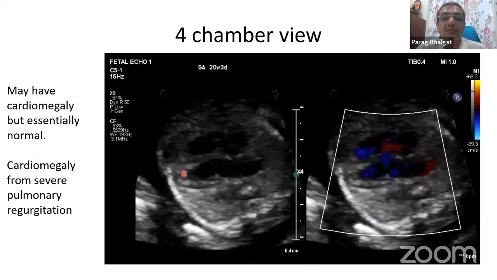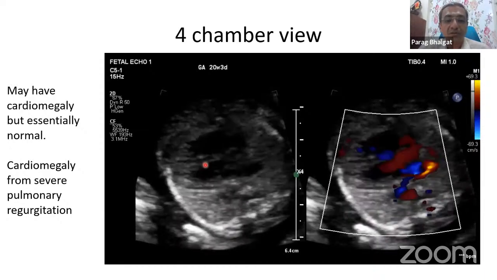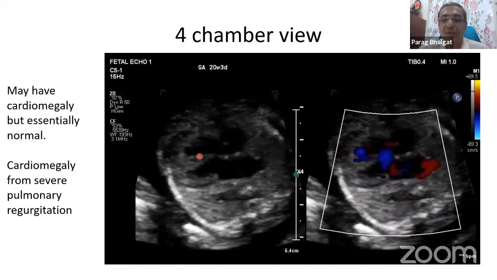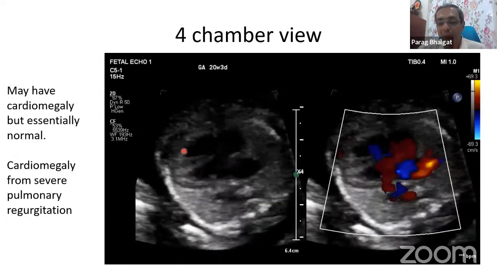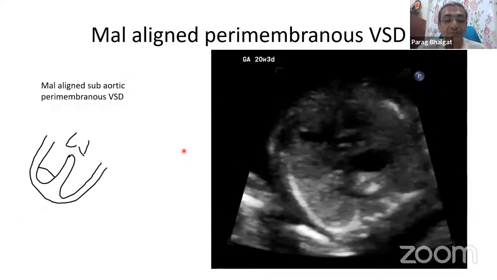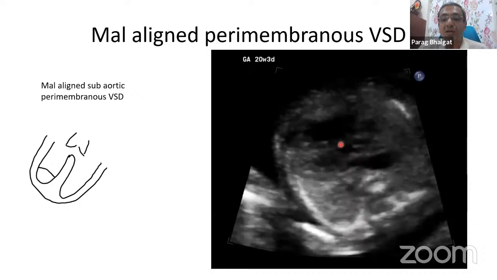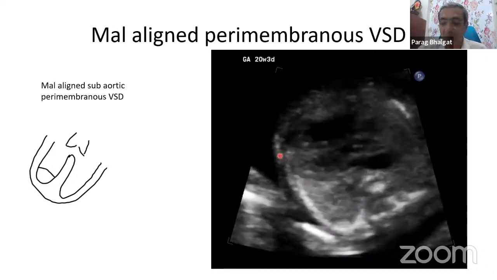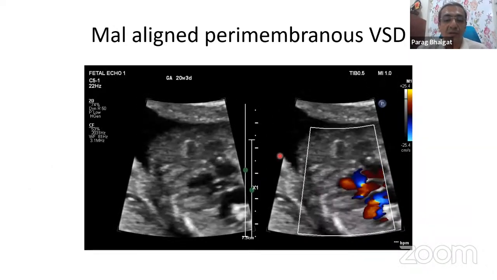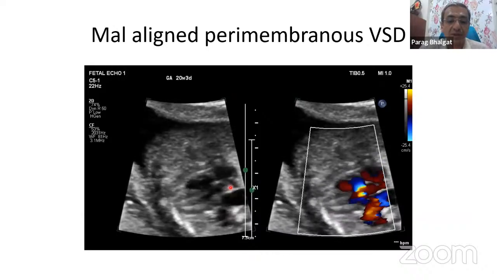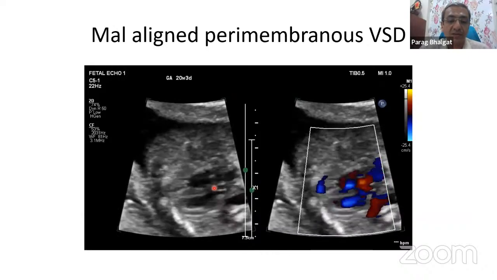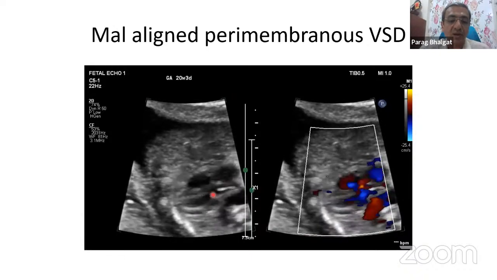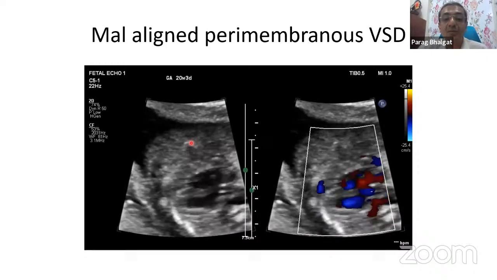So looking at the 4-chamber view, or maybe 5-chamber view, aorta arising and VSD committed to both. Cardiomegaly may be there if the baby has developed hydrops. So this is the VSD, aorta, RV, LV, malaligned subaortic perimembranous VSD. You can appreciate the VSD better here. This is the VSD, aorta, left ventricle, right ventricle.